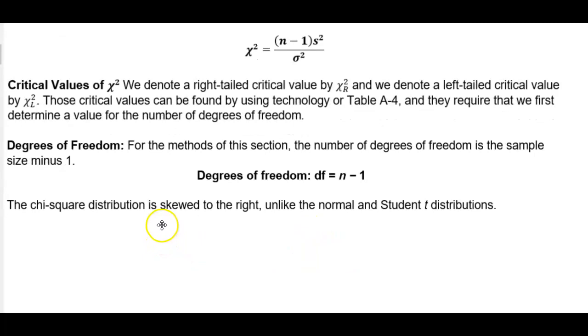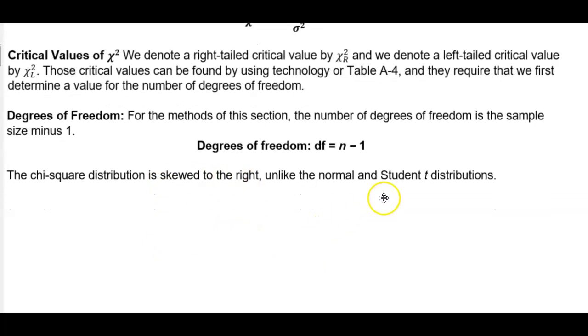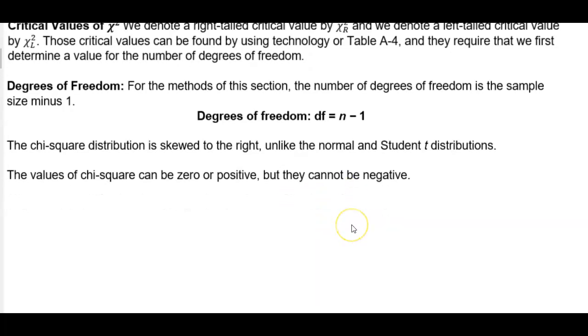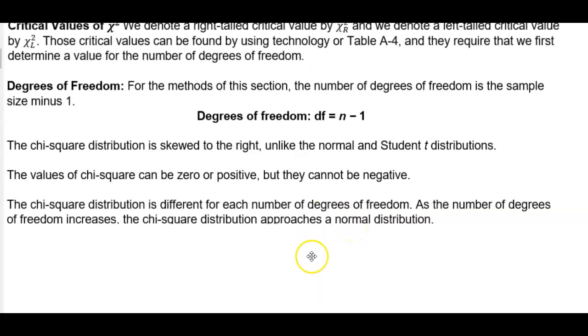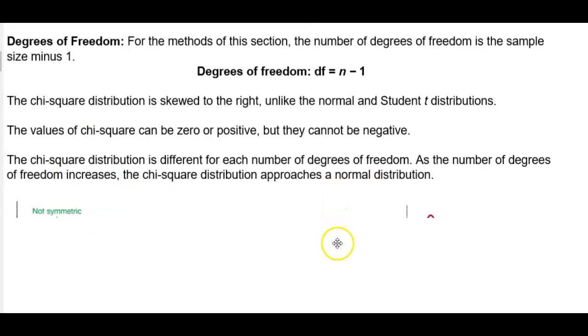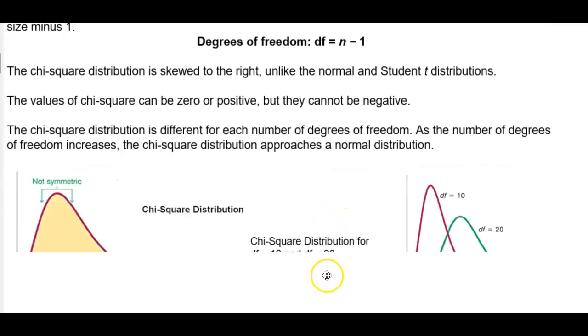Now the chi-square distribution is skewed to the right, unlike the normal and the student t distributions. The values of chi-square can be 0 or positive, but they cannot be negative. The chi-square distribution is different for each number of degrees of freedom. As the number of degrees of freedom increases, the chi-square distribution approaches a normal distribution. So let's take a look here.